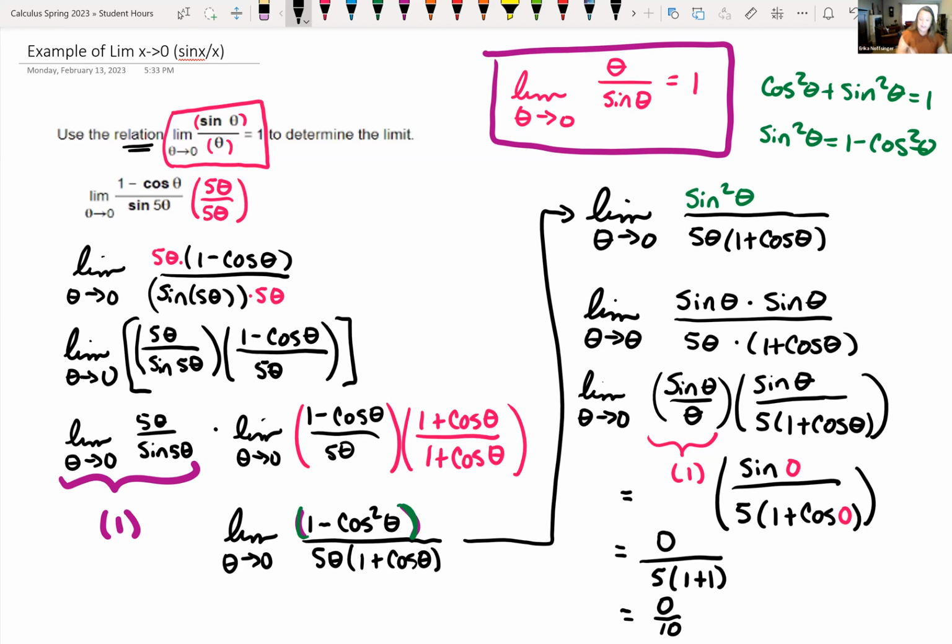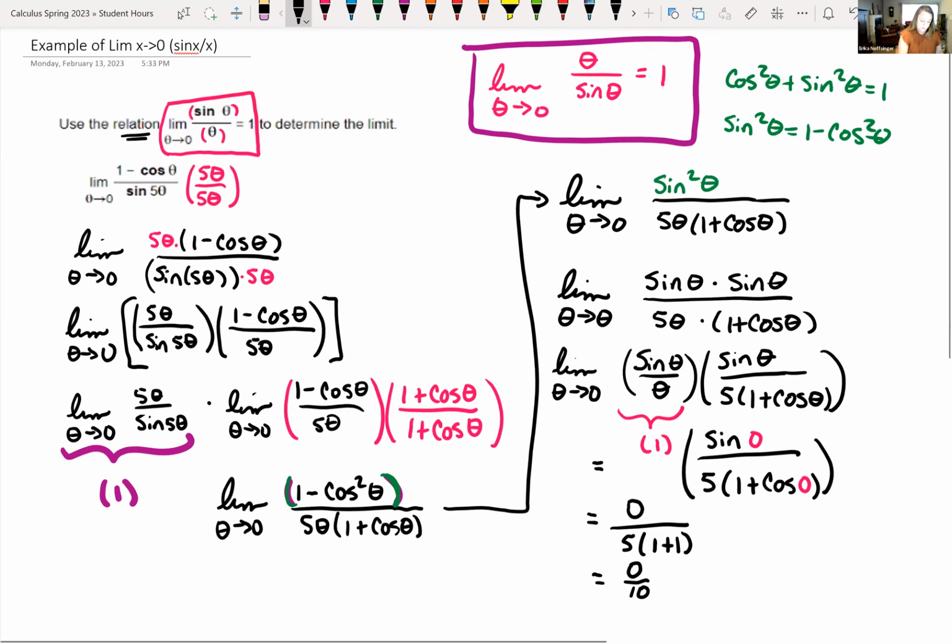So I'm not getting that form of 0 over 0. I'm not just getting a 0 in the denominator. If it was just a 0 in the denominator, the limit wouldn't exist. But I know 0 divided by 10 is 0. So this is equal to 0.